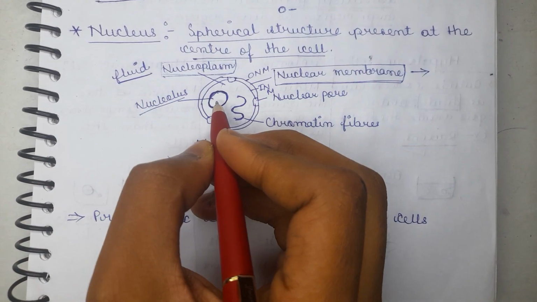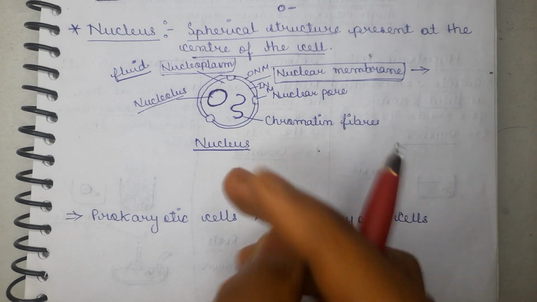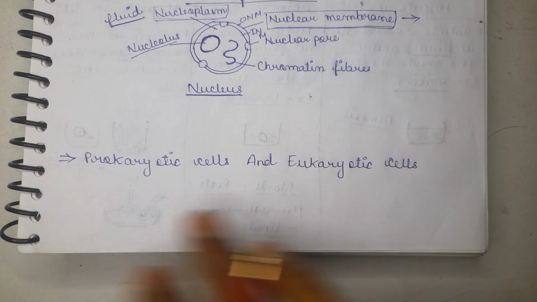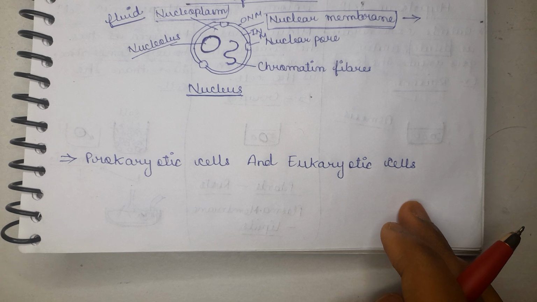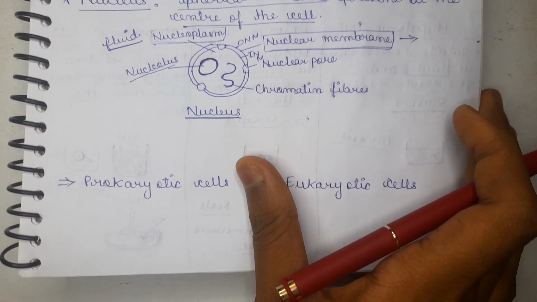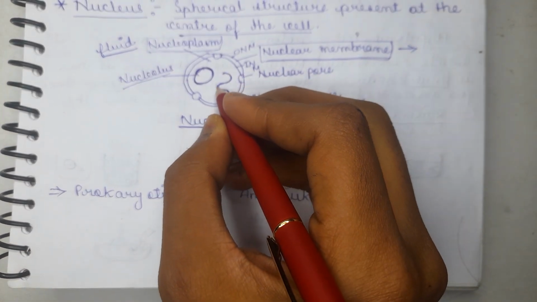If there is no fluid inside this, then the cell is known as, there are two types of cell, we will learn about it later: first is prokaryotic and second is eukaryotic. In this video we will understand what it means. Now back to the topic, what does chromatin network or chromatin fiber mean?